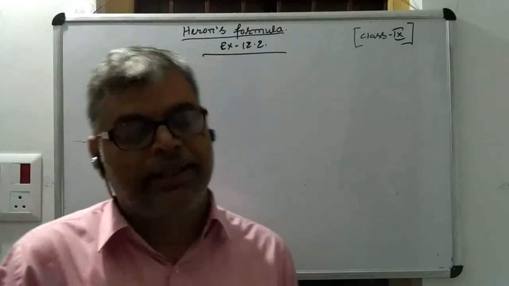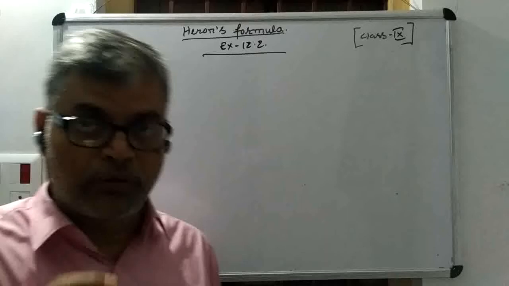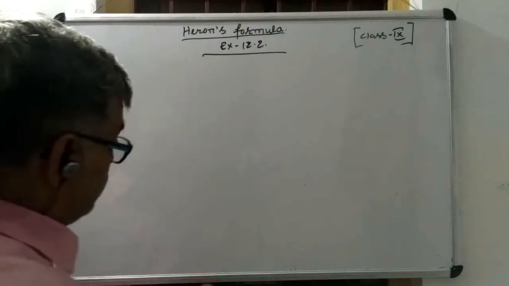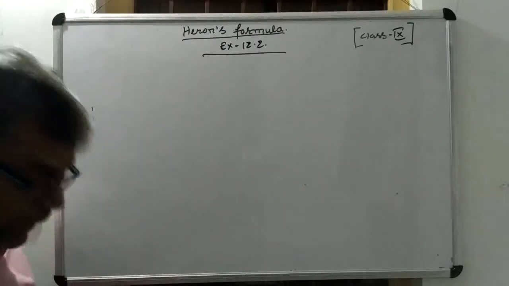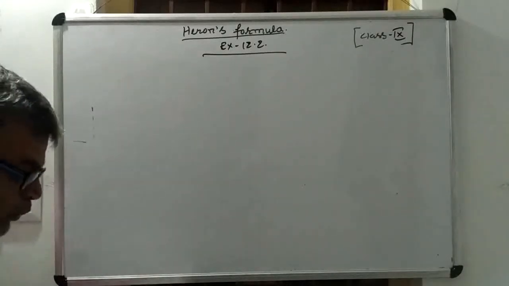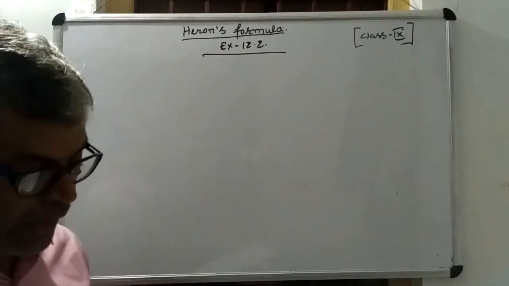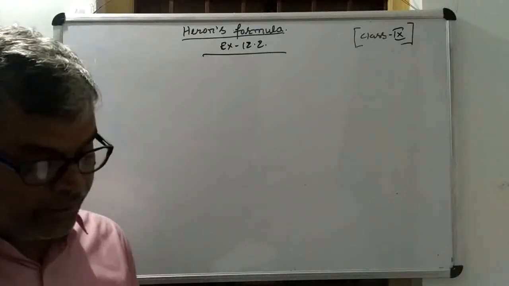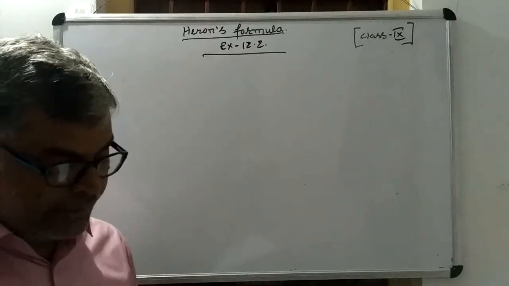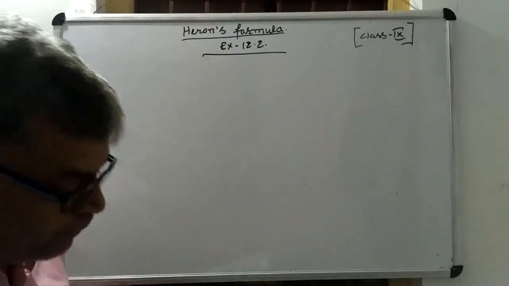As you know, a quadrilateral can also be divided into triangles. So let's see how Heron's formula is used to calculate the area of a quadrilateral. Let's see the first question from exercise 12.2. A park in the shape of a quadrilateral ABCD has angle C of 90 degrees, AB 9 meter, BC 12 meter, CD 5 meter, and AD 8 meter. How much area does it occupy?